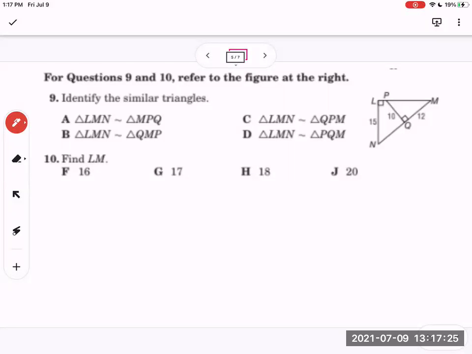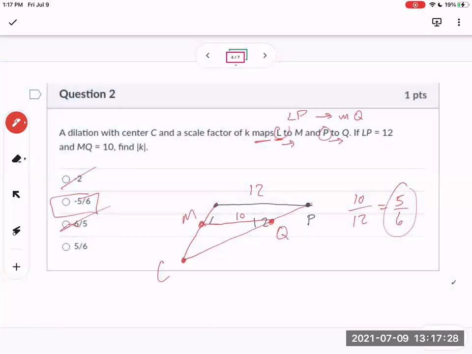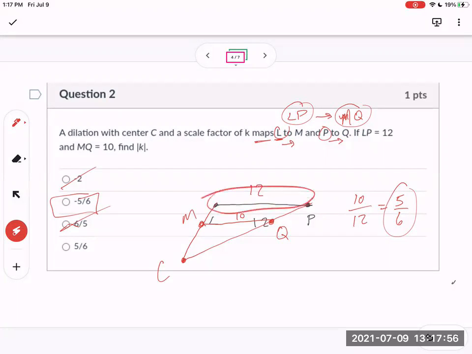All right, so just to review what we just went over, this question number 2 about dilation with center C and a scale factor of K, and it maps L to M and P to Q. So it's mapping LP to MQ. And so you can see right here that if the center is C, this is just an example, it's going to map it. And you know that the pre-image is bigger than the image. So the mapping is MQ and it's shorter.